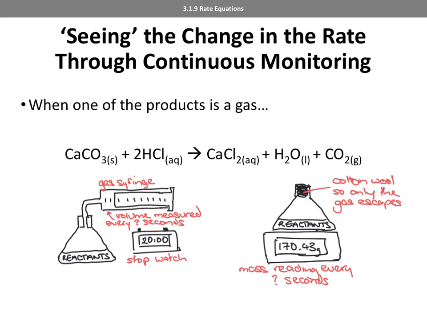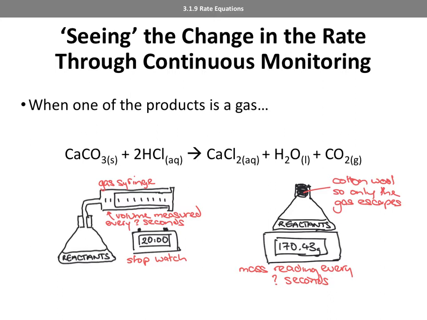Another option is to measure the change in mass during the course of the reaction. As the reaction proceeds, carbon dioxide is able to escape. We've got the cotton wool there, because when there's effervescence and bubbling, it can sort of spit out some of the solution. So it prevents the loss of the solution, but doesn't stop the loss of the carbon dioxide.